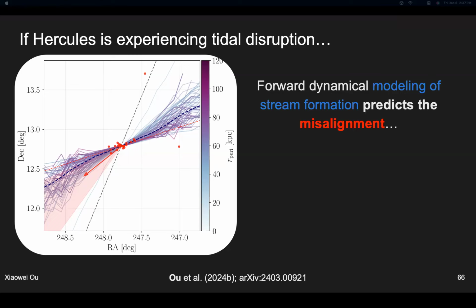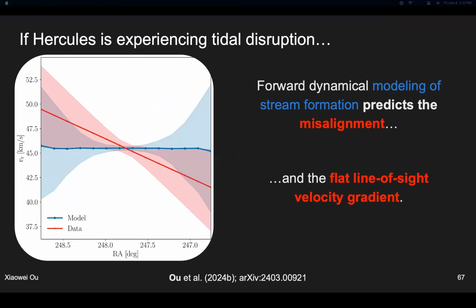So here we did a forward modeling of stream formation. All these blue tracks are predicted streams that one would get if the system is moving in an orbit like Hercules. To our surprise, these streams line up with the observed star distribution really well. So the misalignment between the elongation and the orbital direction is perfectly reproduced.